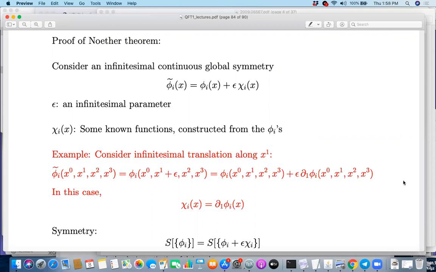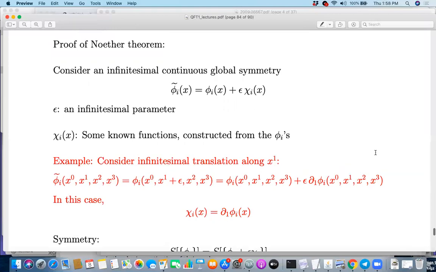So now I'm going to describe the proof of Noether's theorem. And the proof will be short, but you should make sure that you understand every step. So I'll go through it slowly. And if at any stage something is not clear, please ask.